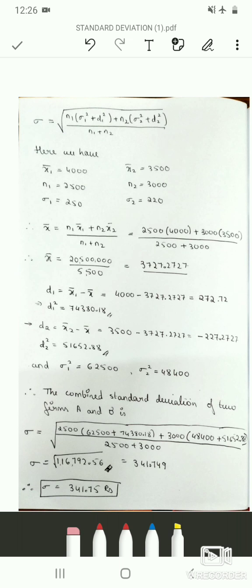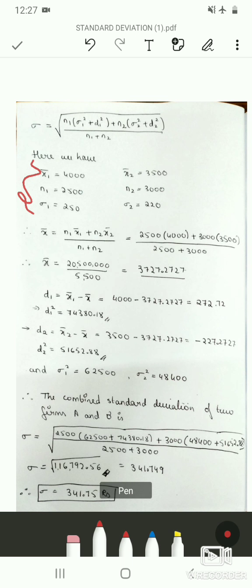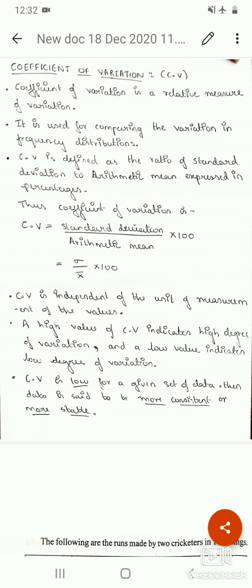So in some cases they will directly give you these values. If not, you have to calculate arithmetic mean and standard deviation and then substitute in these formulas. So now let us see the next important topic, that is coefficient of variation, which can be denoted as C.V. So from this particular part you may get even 5 marks questions. Also you may get a case study problem.